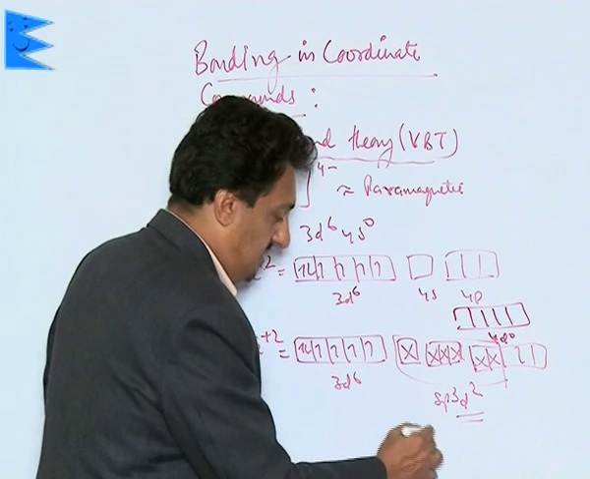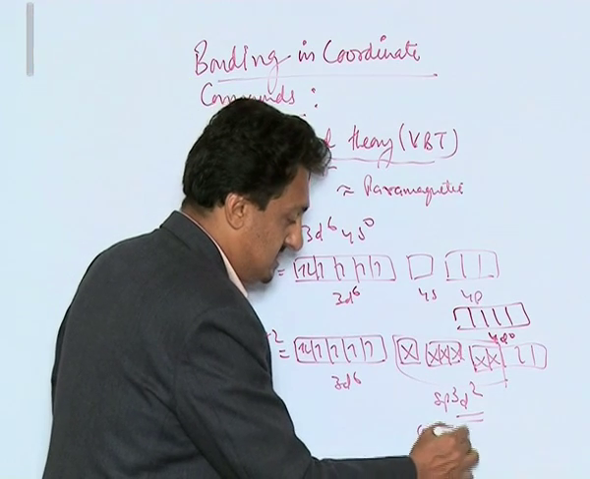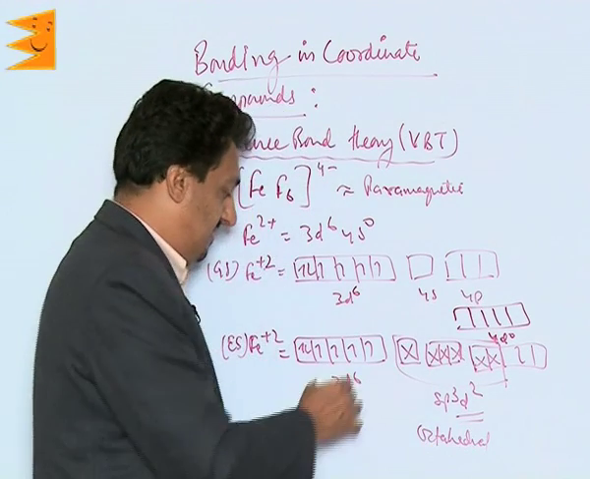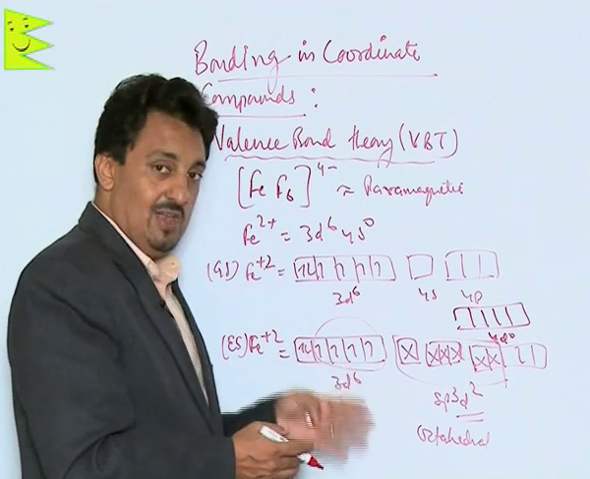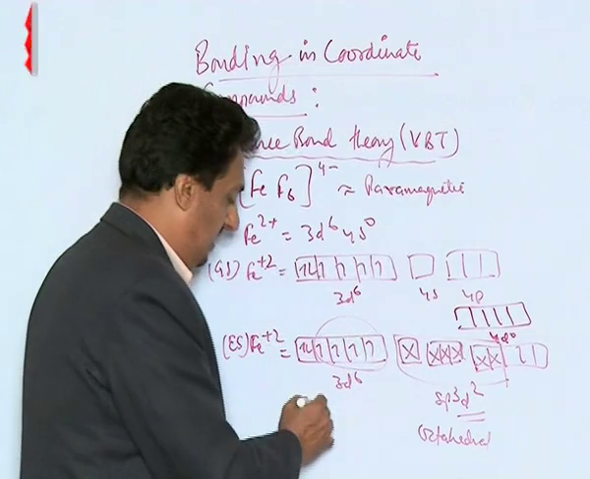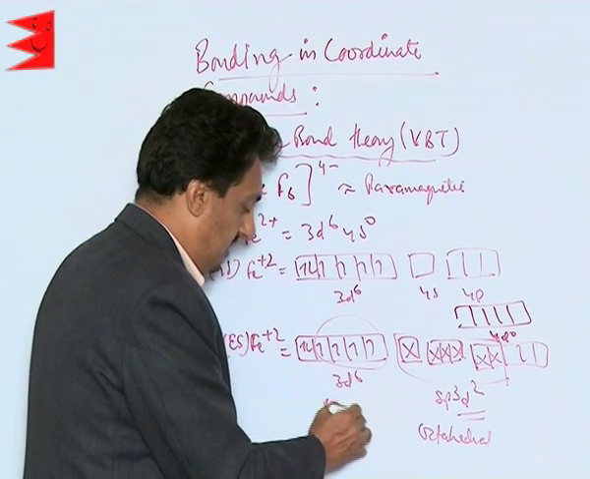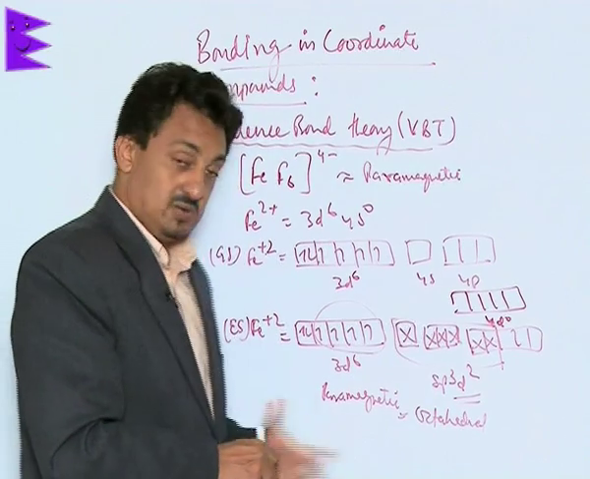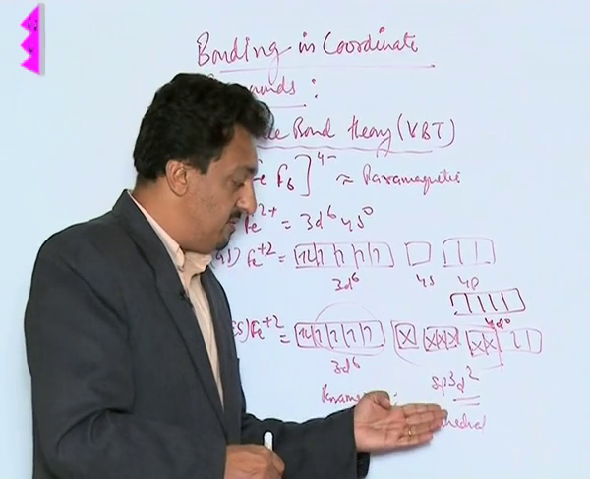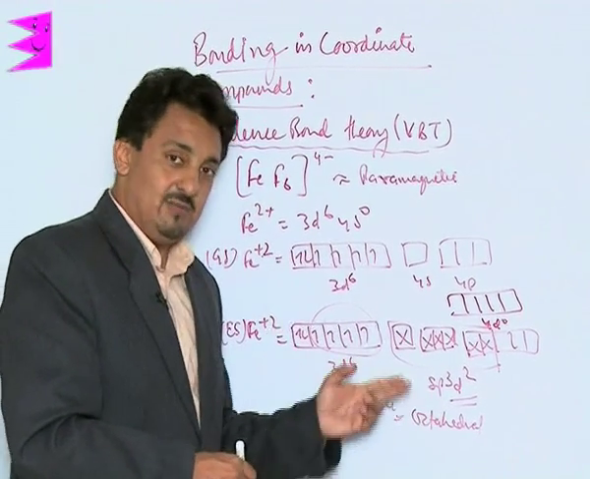Now in this case, it will again be an octahedral complex, but since 4 electrons remain unpaired, it exactly correlates with the magnetic moment data we have got. Yes, it is found to be paramagnetic in nature. Now this is also octahedral. Then how is it different from the previous example which we have done?